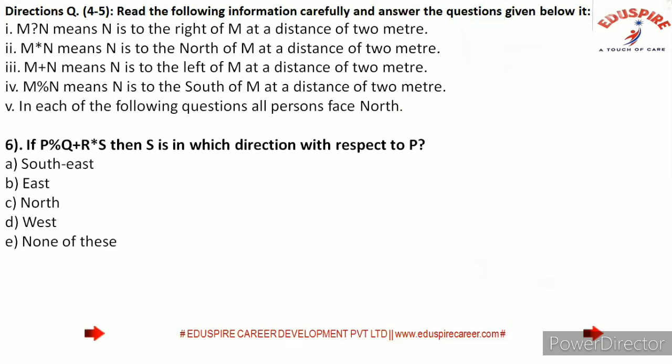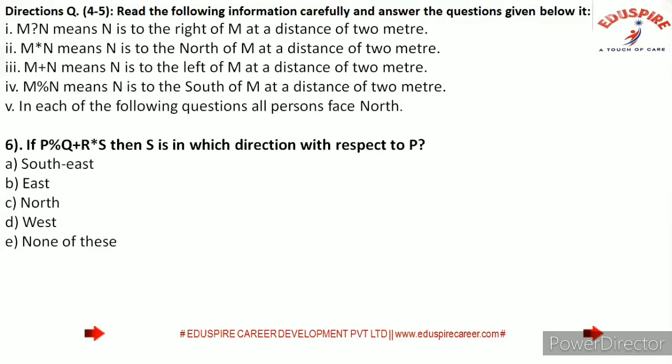Coming to the next question, we need to identify certain symbols, and we need to answer this. M ? N means N is to the right of M at a distance of 2 meters. M × N means N is to the north of M at a distance of 2 meters. M + N means N is to the left of M at a distance of 2 meters. M % N means N is to the south of M at a distance of 2 meters.